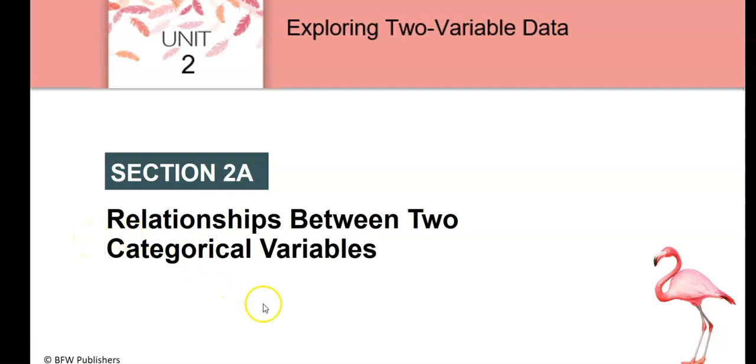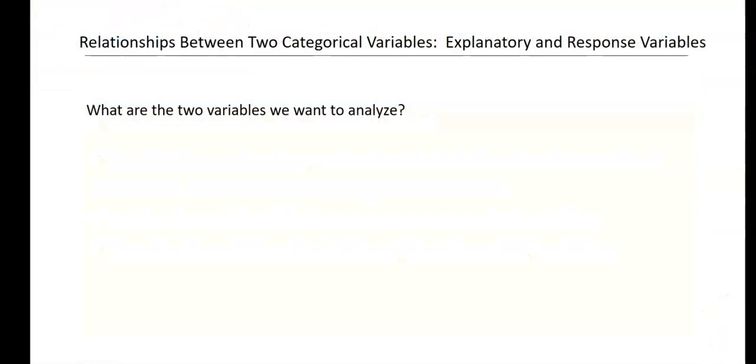Relationship between two categorical variables. So that's what we're starting with here in unit 2. This is kind of a shorter unit, not too bad. It gets into some stuff you know and some stuff you're going to learn for the first time. Today you might know some of this stuff.